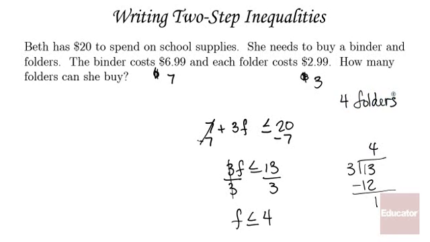Now let's check our answer. If she buys the binder for $7 and 4 folders at $3 a piece, she'll be spending $12 for the folders. And that gets us up to $19, which is good. She'll have about $1 left over.